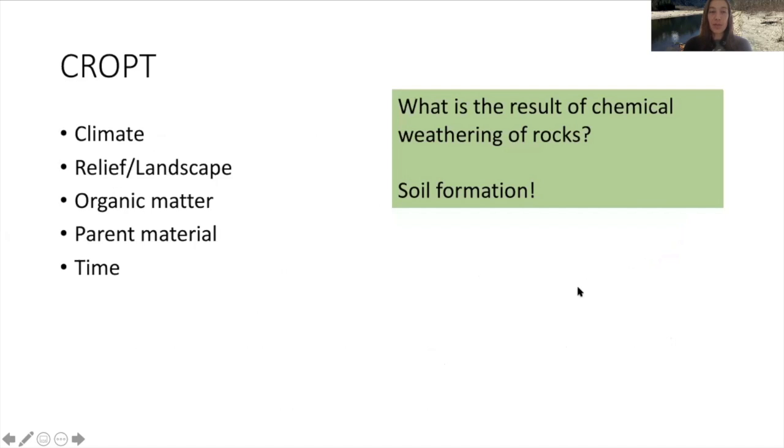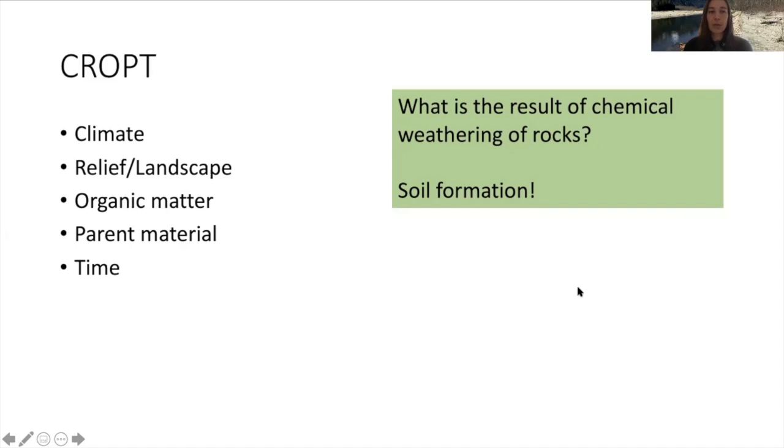Well, the result of chemical weathering of rocks is the formation of soil, so long as we have specific conditions in place. There's an acronym you can use to remember the factors that are necessary for the formation of soil. This is not the acronym you're going to find if you look up the factors of soil formation, but I find this version a little bit easier to remember because the first 4 letters in it spell the word crop, and you need soil in order to grow crops. So it's crop with a T.